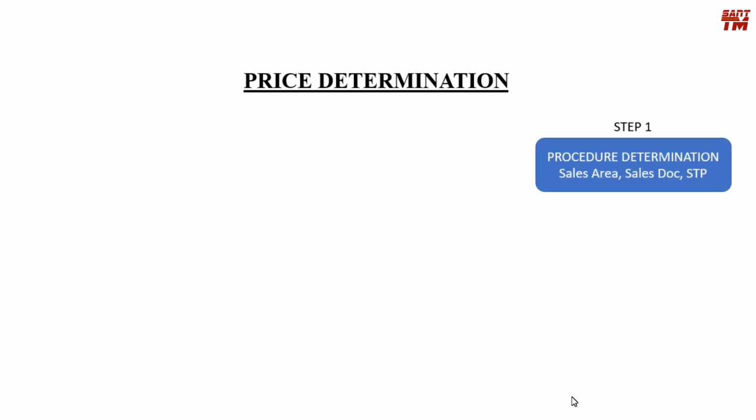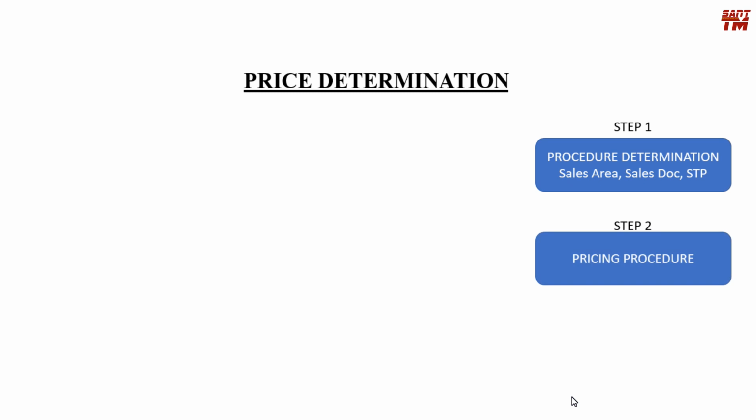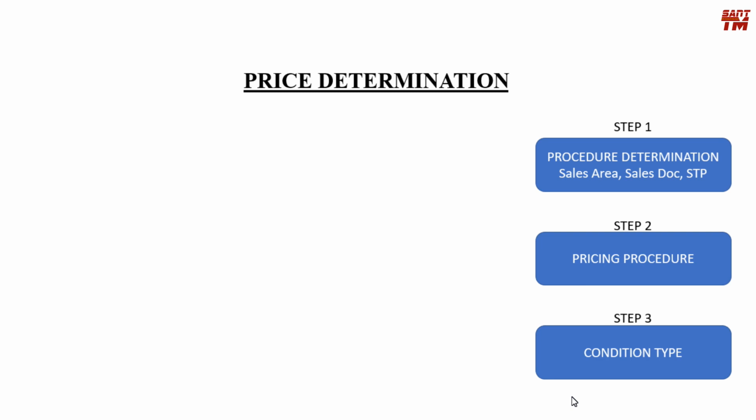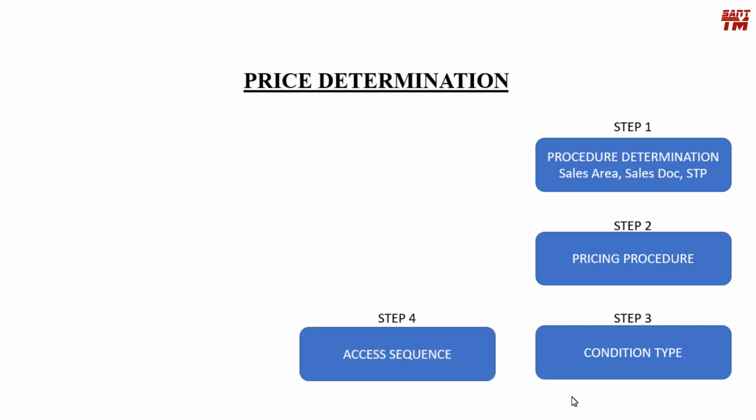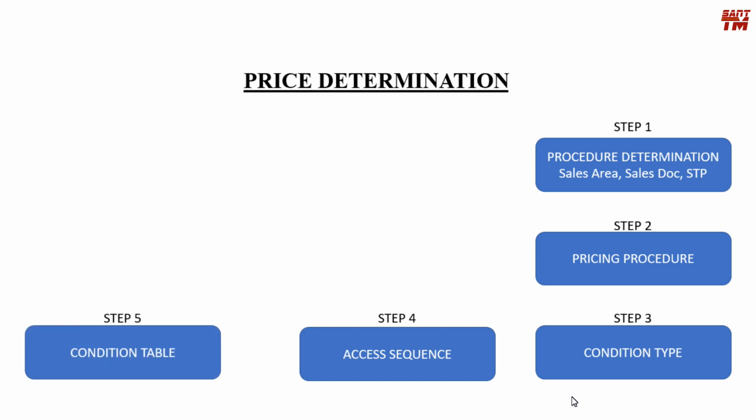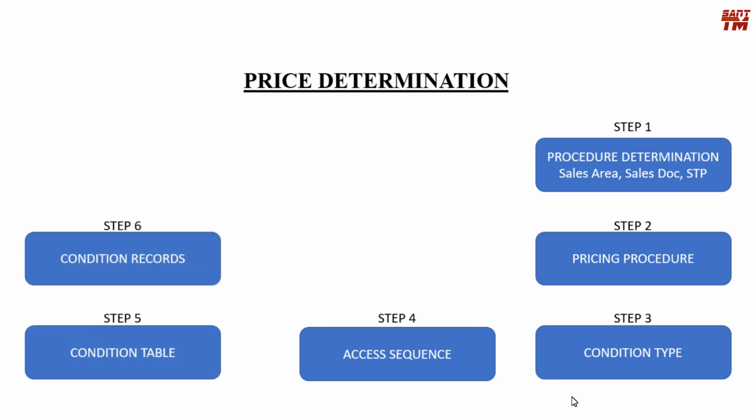So till now we have studied that for price determination, the first step was procedure determination, where we identified the sales area, sales document, and sold to party. We gave these three entities to the pricing procedure, and the pricing procedure gave these entities to the condition type. The condition type calls the access sequence, and the access sequence outputs the condition tables, and the condition tables give us the condition records, which finally give us the final price of a particular product.